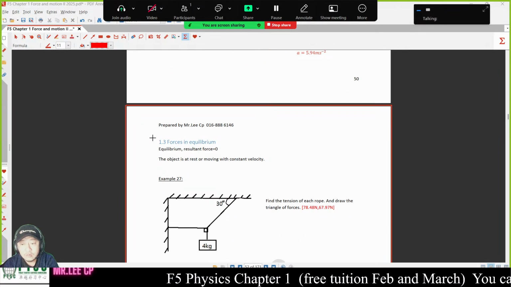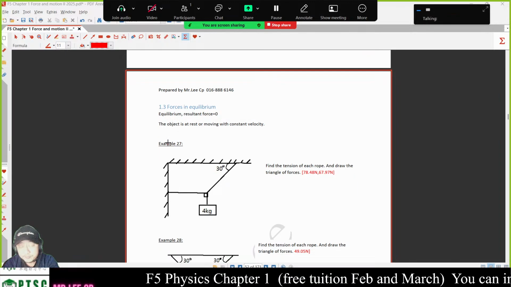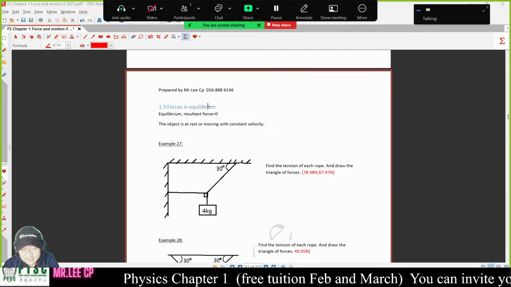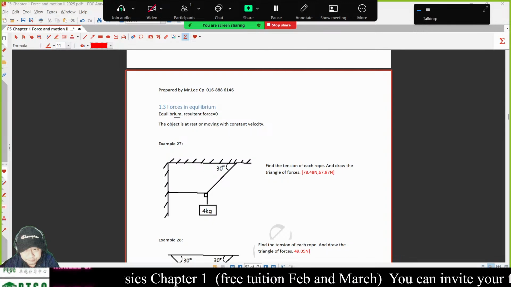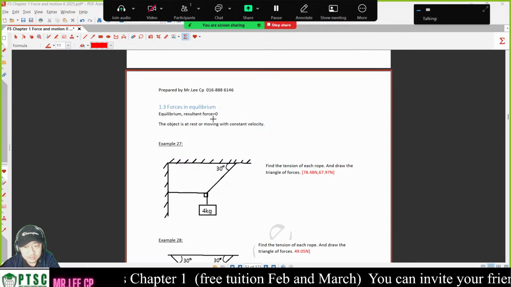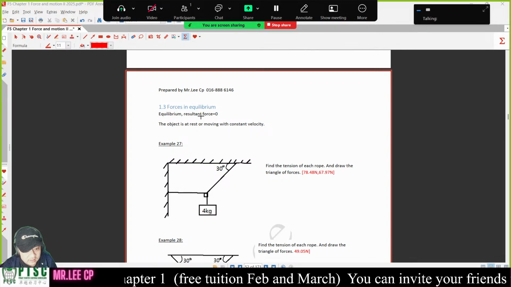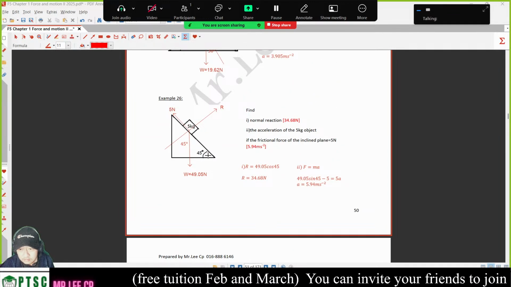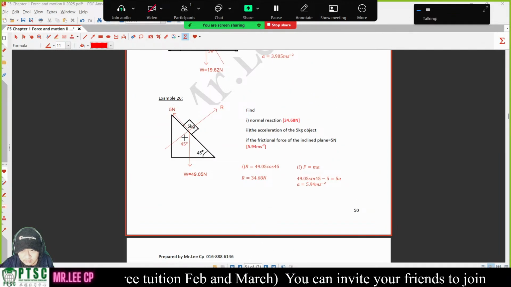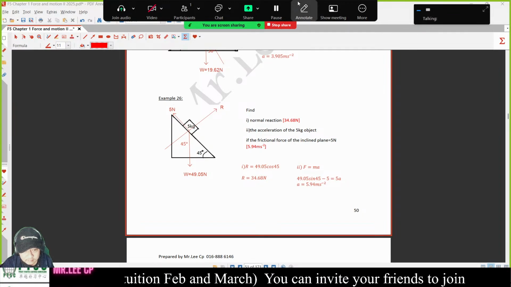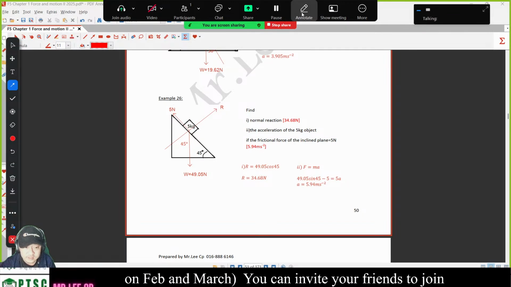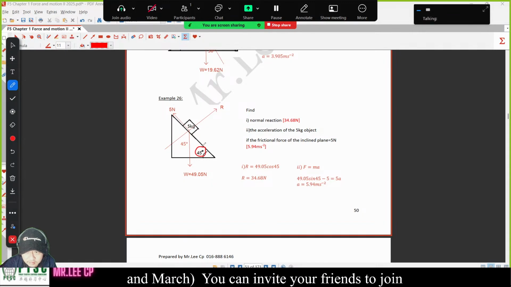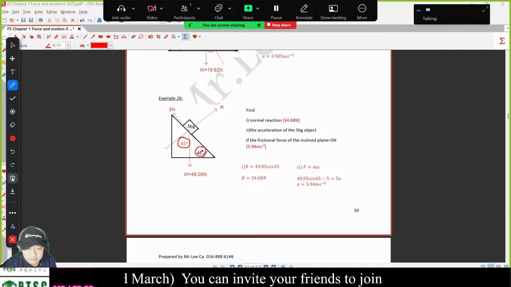Now we go to 1.3. So 1.3, forces in equilibrium, right? In equilibrium the net force is equal to 0. How do we know the theta is 45 degrees? This one is 45, so this one is 45. Always the same. This angle is 45. This one is 45, no matter what.